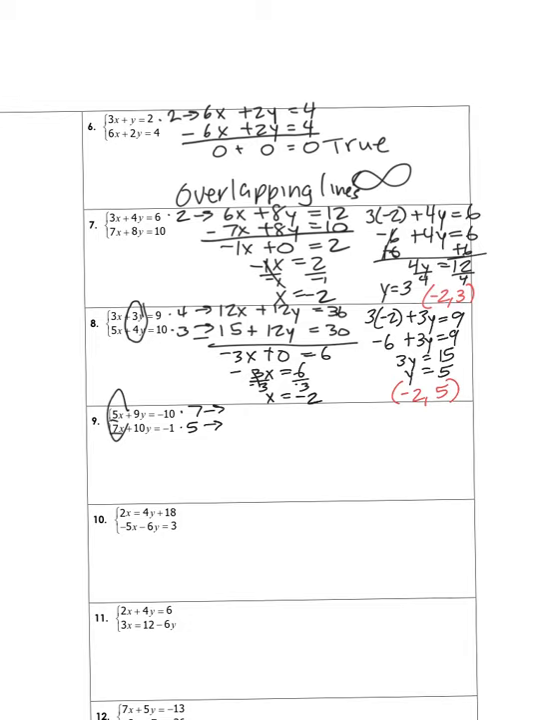Okay, here we go. 35x plus 63y equals negative 70.